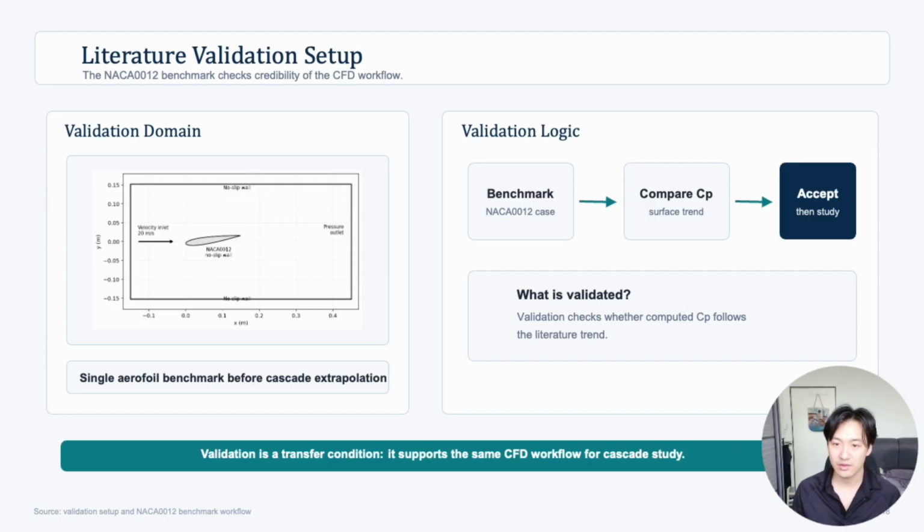In this project, the aim was not to match every experimental data point exactly. Instead, the aim was to check whether the CFD result captured the main pressure gradient trend around the airfoil. This is consistent with the project requirement, which emphasizes flow structure, pressure trend, and velocity pattern comparison. After this validation step, the same CFD workflow was used to support the cascade parametric study.